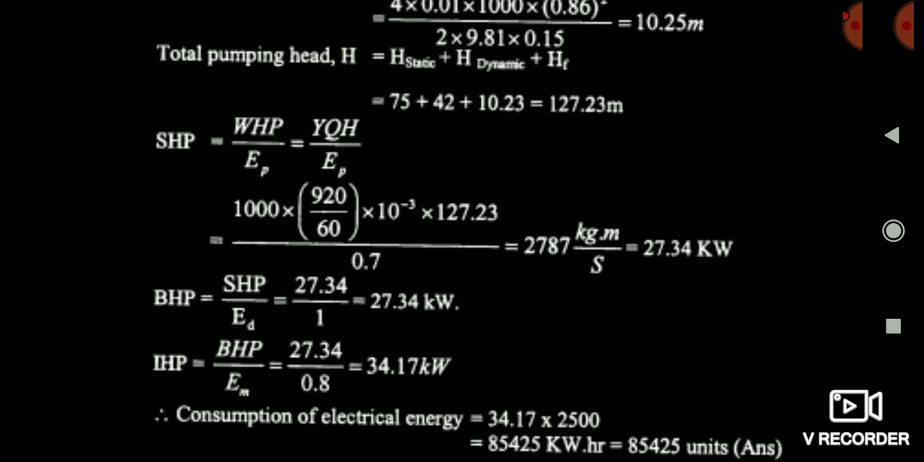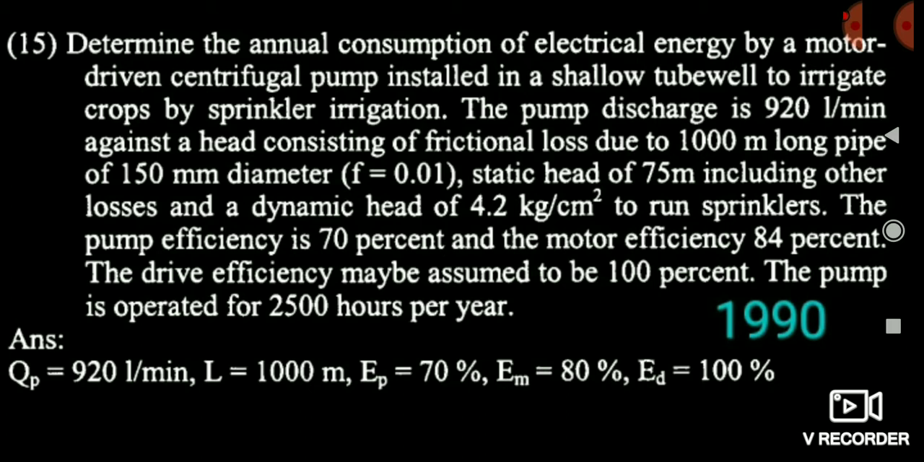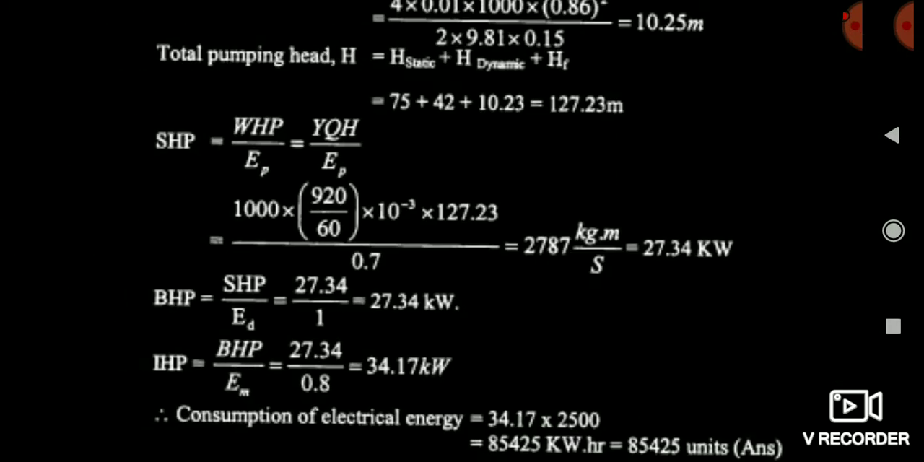So BHP is nothing but SHP divided by the efficiency. So here you can see that drive efficiency is 100%. So you have to divide it by 1 and you will get BHP equal to SHP.